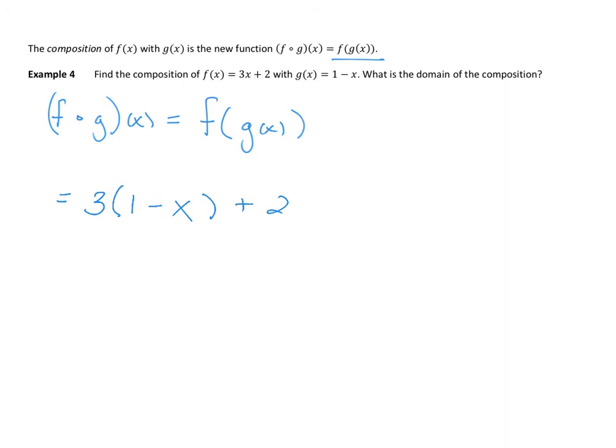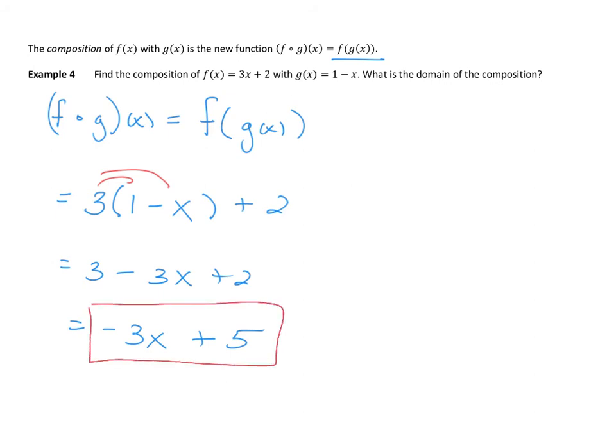This is f composed with g of x. We can simplify this a little bit. If we distribute the 3, we get 3 minus 3x plus 2. Maybe we'll combine some like terms and write this as minus 3x plus 5. So this is the composition that we're looking for.